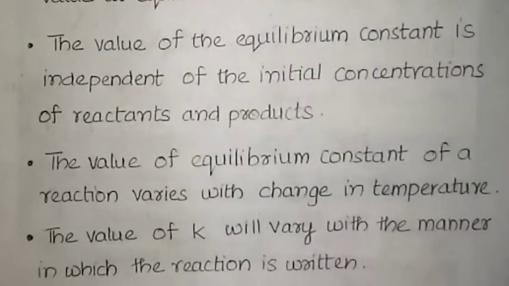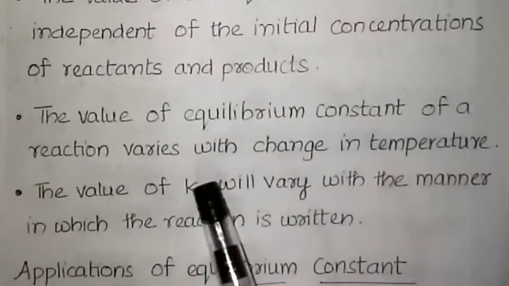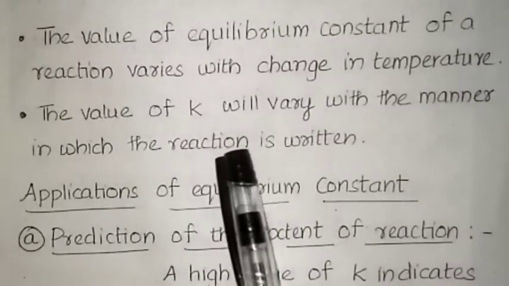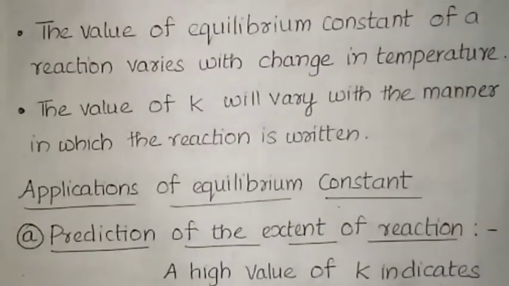The next one, the value of equilibrium constant is independent of the initial concentrations of reactants and products. The value of Kc does not depend on the initial concentrations of reactants and products we have taken. Next point, the value of equilibrium constant of a reaction varies with the change in temperature. Next one, the value of equilibrium constant will vary with the manner in which the reaction is written.